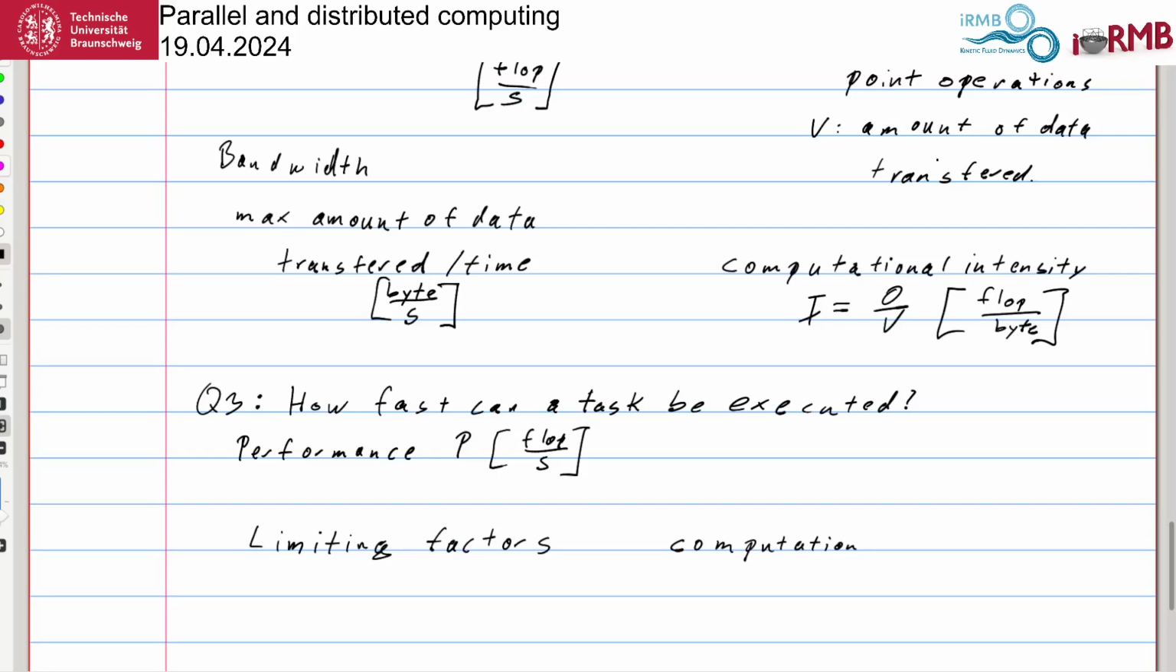Computation is limited by the peak performance. Again, I remind you, this comes in units of flops per second. Then the second limiting factor is the data transfer.